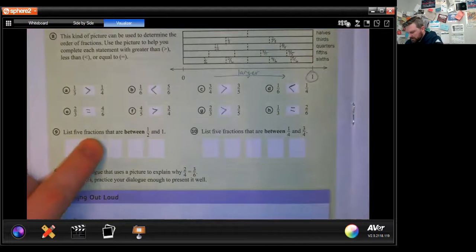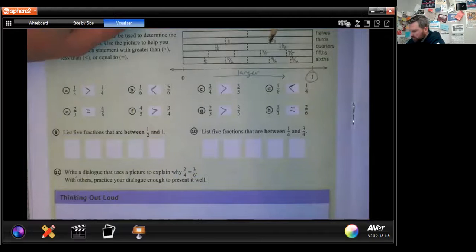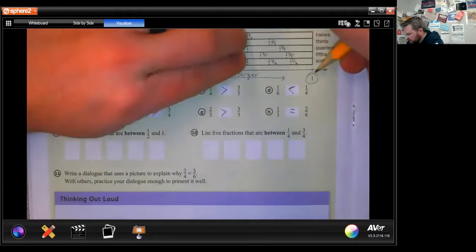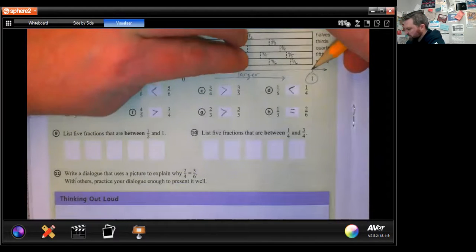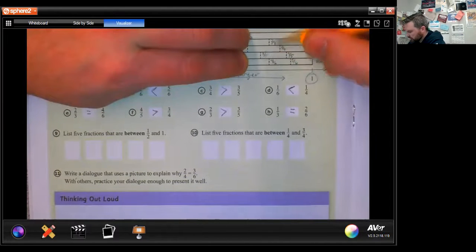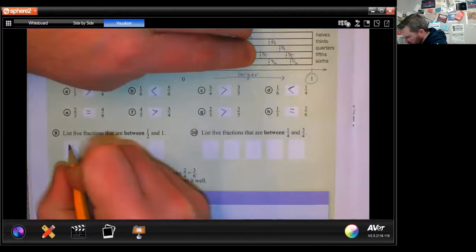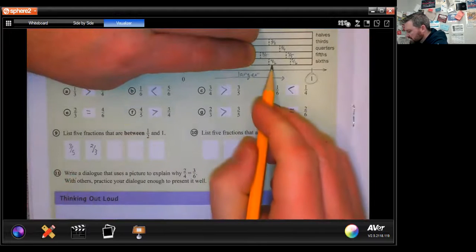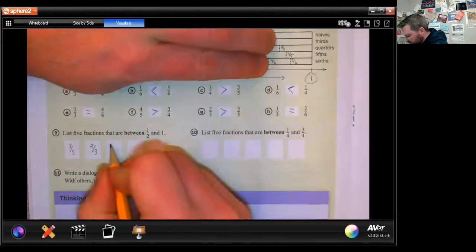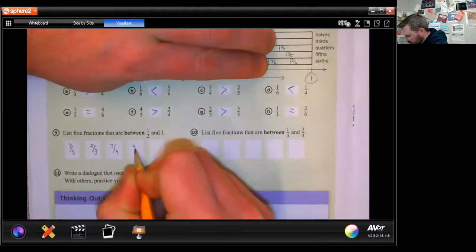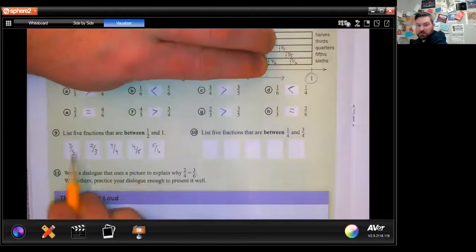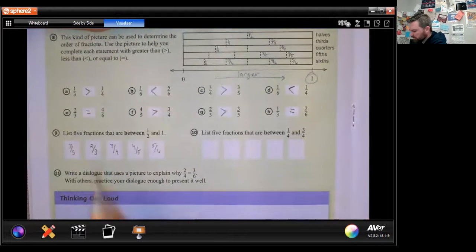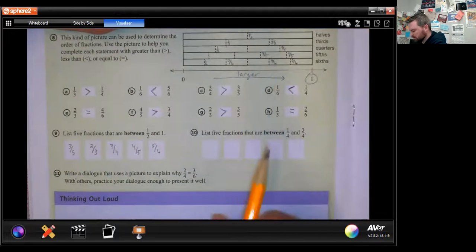List 5 fractions that are between a half and 1. So here's halves. Here's a half right here. A half and 1. So I need 5 fractions that are between there. That's why I kind of wrote them out. So we've got 3/5, we've got 2/3. I'm not going to write 5/6 because it's the same as 2/3. You got 3/4, 4/5, and 5/6. And these are in order from least to greatest. Now you could have put 4/6, but I didn't because it was the same as 2/3.